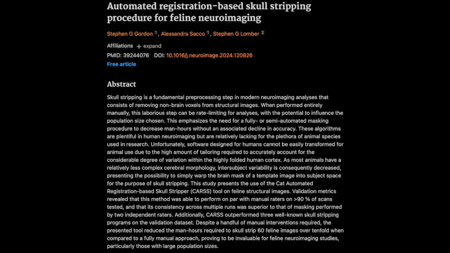Okay. What about Hausdorff distance? That one sounds a bit more intimidating. It's really just a way to measure the biggest difference between the two outlines, the automated and manual ones. Imagine you're measuring the distance between two coastlines. Hausdorff distance tells you the furthest point on one coastline from the other. So a smaller Hausdorff distance means the automated outline is more faithful to the manual one.